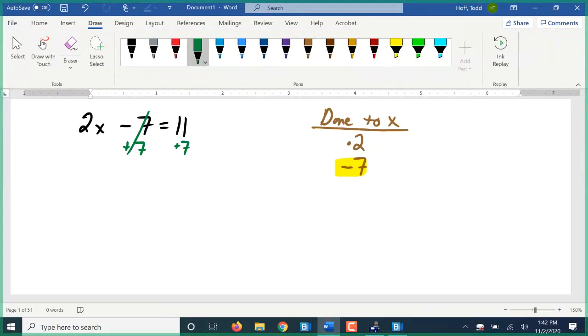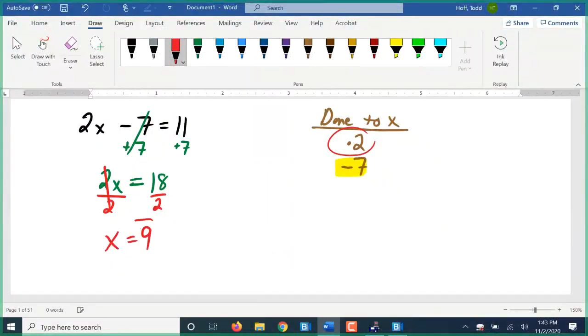So the minus 7 is gone there, leaving us with just 2x. We had to add 7 on the right side. 11 plus 7 is 18. Now we need to get rid of the multiplying by 2. We'll do that by dividing by 2. So dividing by 2 removes the 2, giving us just x. 18 divided by 2 is 9.